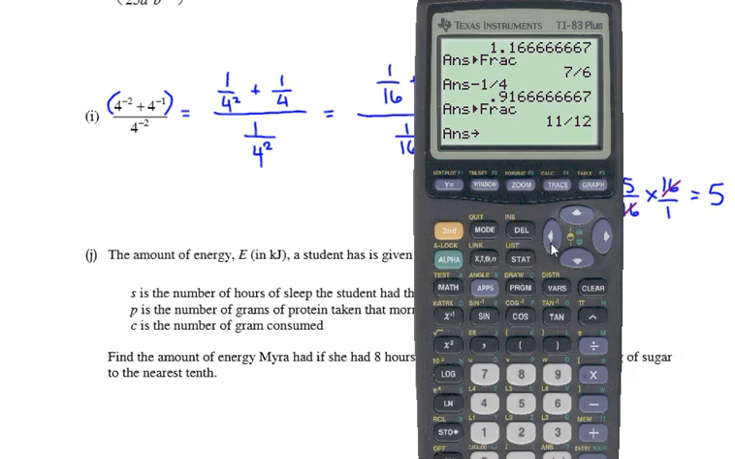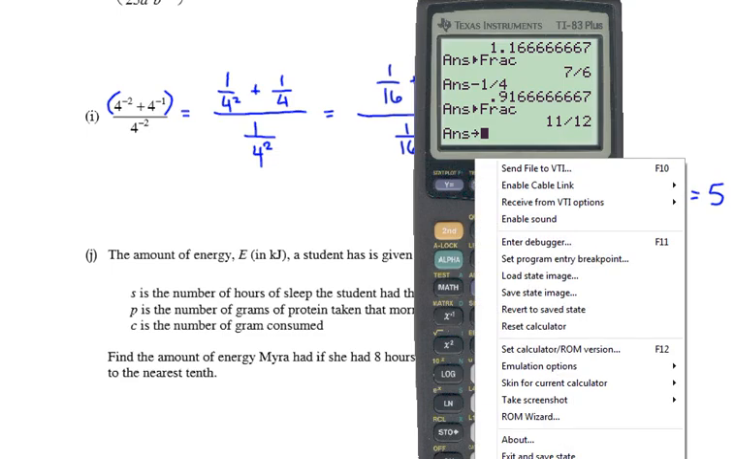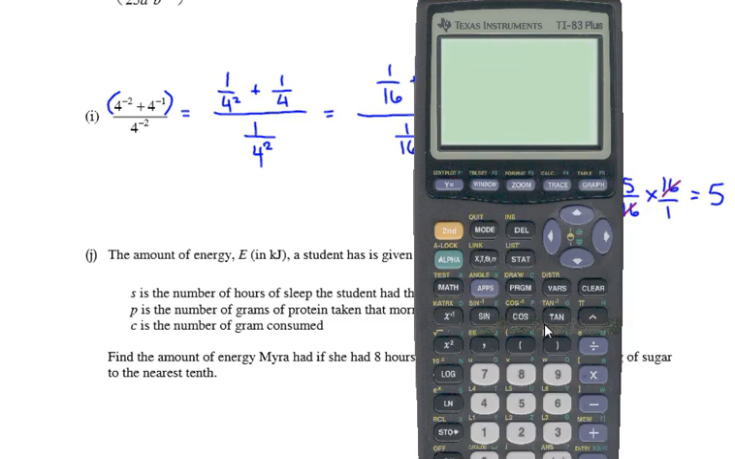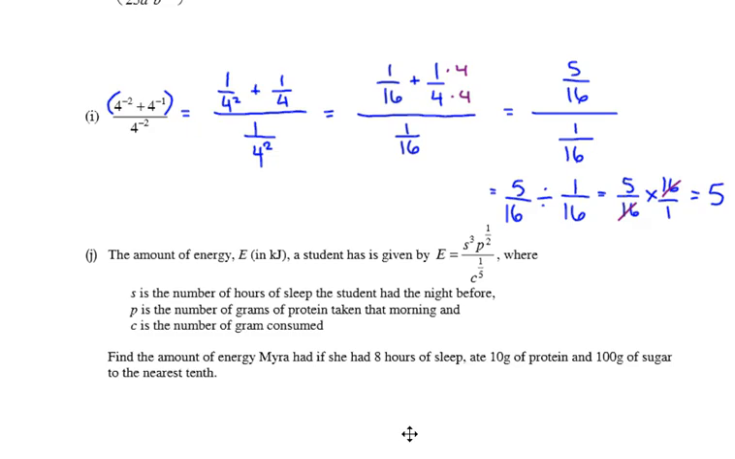Why is it frozen? Exit, reset. Let's try that. There we go. Okay, so in your calculator, you need brackets around your numerator. 4 to the, remember when we use negative, you have to use the negative button, not the minus, or you'll get an error. Plus 4 to the negative 1, guys. And then divided by 4 to the negative 2. That's 5. Okay. All right.